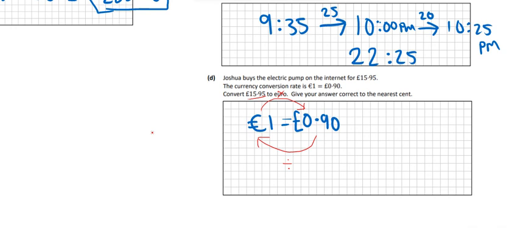So you're going to do 15.95, and you're going to divide it by 0.90 or 0.9. And I'm getting 17.72 when it's rounded off. So that's in euro, obviously. So €17.72.